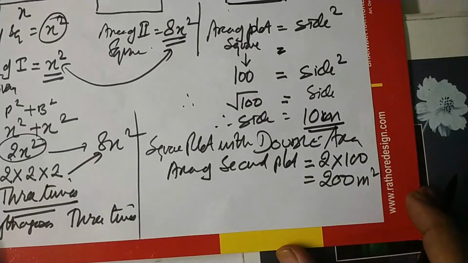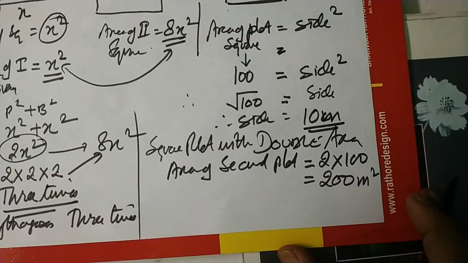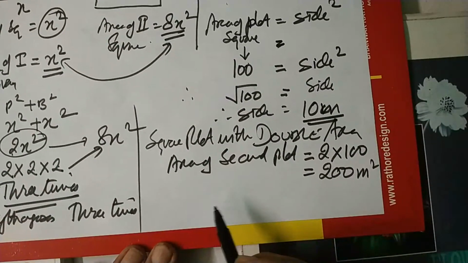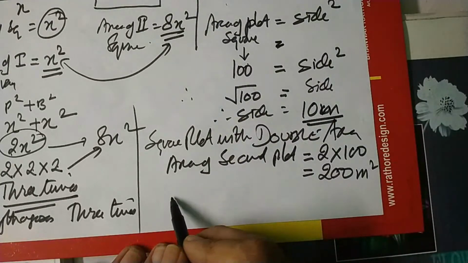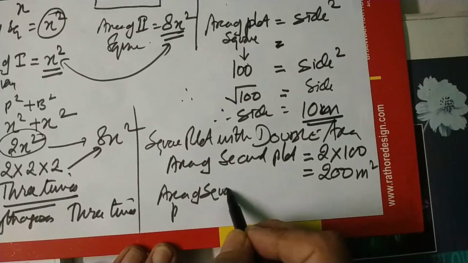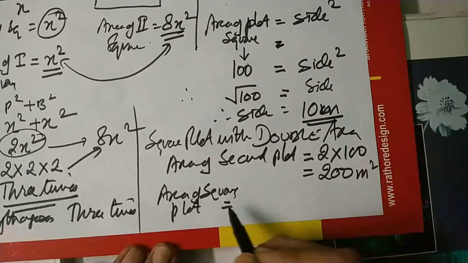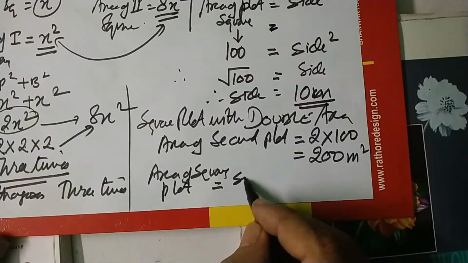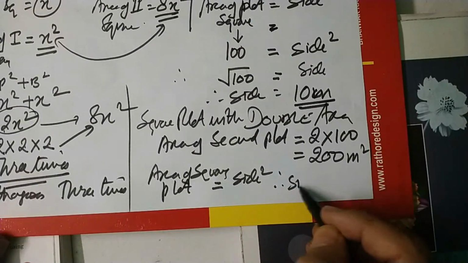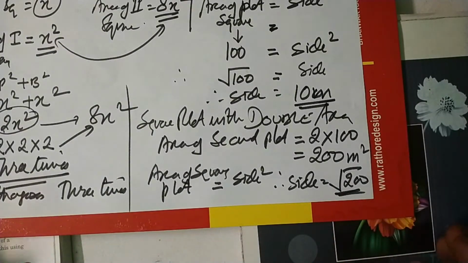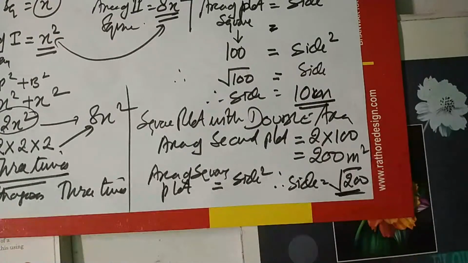Now what do you do in this? It says he wants to make a plot, what should be the side of this plot. Yes, 200. What will be the side of this? Use the same formula. So area of square plot is equal to, yes, under root of 200, correct. So area of the square plot is equal to side square. Therefore, side is equal to under root of 200. This is your answer.